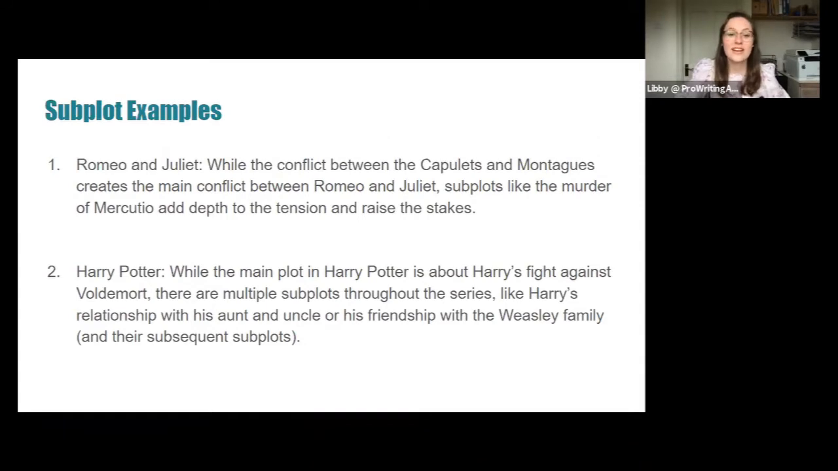And also in Harry Potter. While the main plot in Harry Potter is about Harry's fight against Voldemort, there are multiple subplots throughout the series, like Harry's relationship with his aunt and uncle and the trauma from that, and his friendship with the Weasley family and their subsequent subplots that come from all of those characters and from Harry's feeling of finding another family in the Weasleys as well.